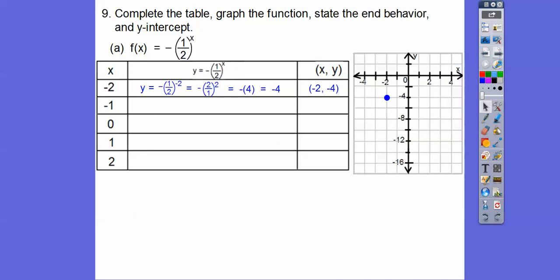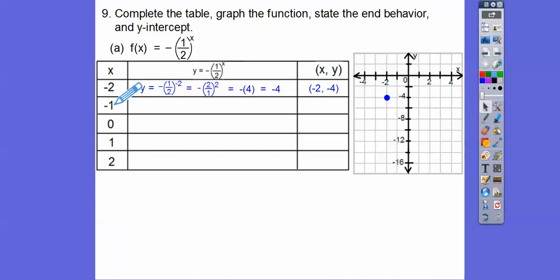So when we graph that guy, we're going to go to the left 2, and then down 4. Now just check out your graph, you guys. Okay, so the x-axis is going by 1s, and your y-axis is going by 2s. So we go over 2 squares and down 2 squares, because that'll be -2, -4.